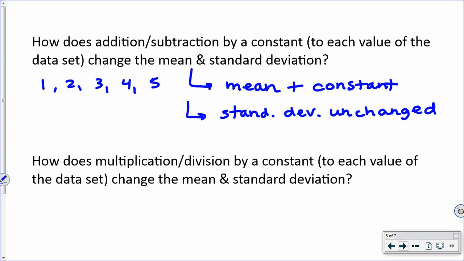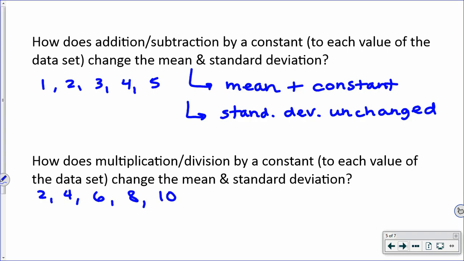In the second part, how does multiplication or division by a constant change the mean and the standard deviation? Well, then you could see that for this data set, if I was to, let's say, multiply everything by 2, become 2, 4, 6, 8, 10, you could see that the mean will also increase to 6.